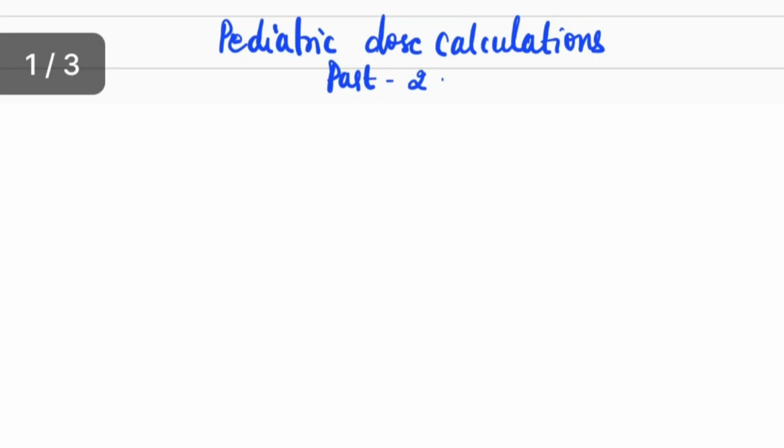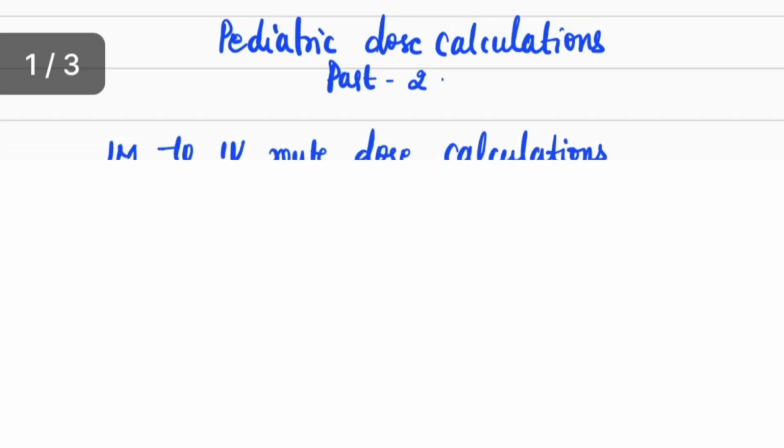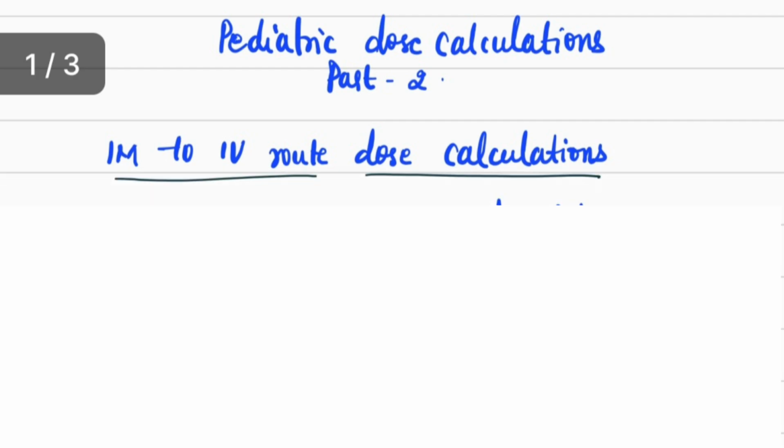Pediatric dose calculations. Part 2. So the next example is intramuscular to intravenous route dose calculation.